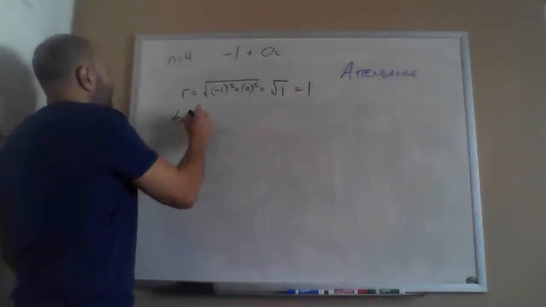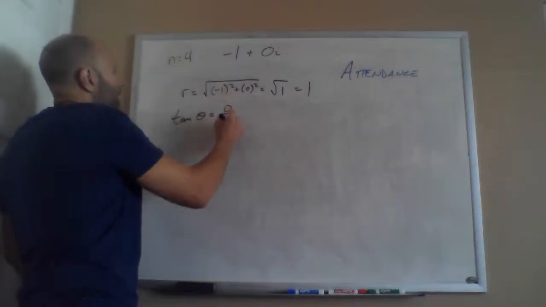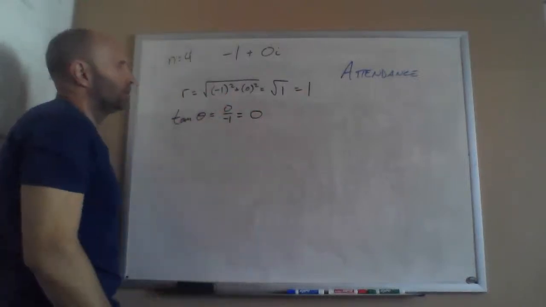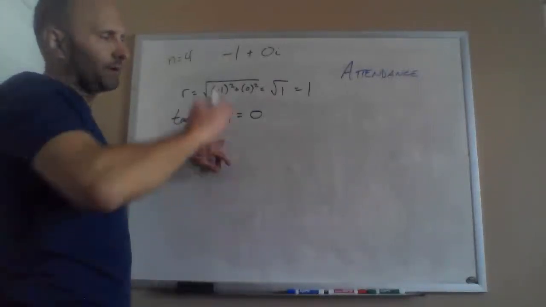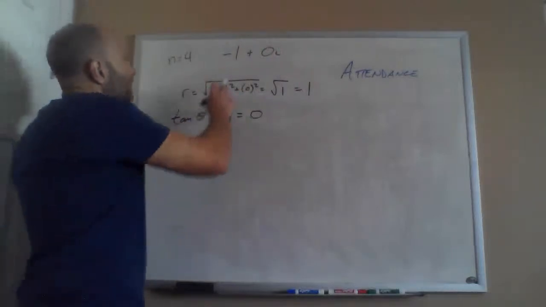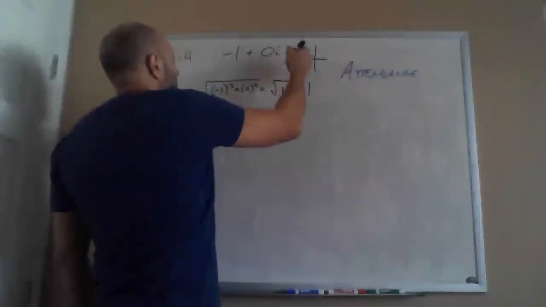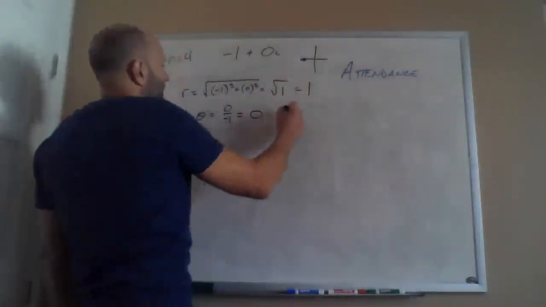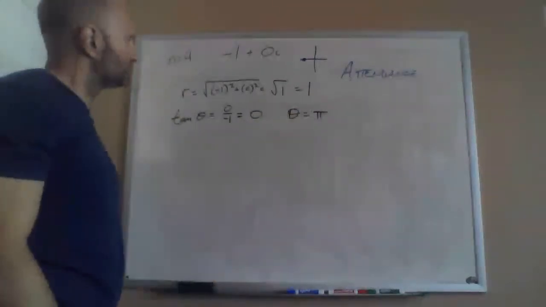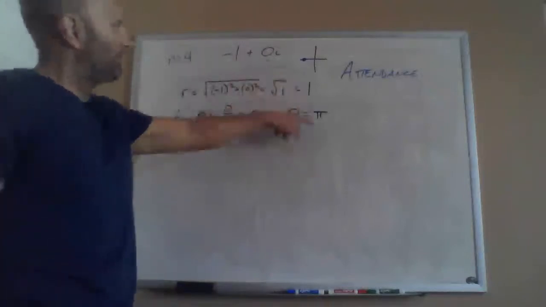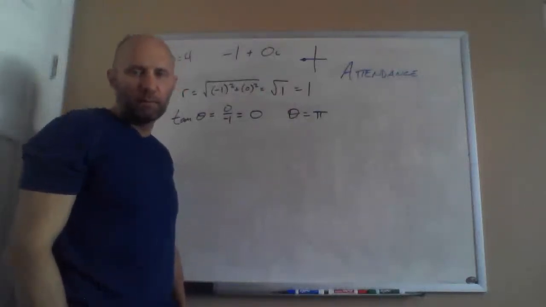And then theta. Tangent of theta is b, 0, over a, -1, which is 0. So where is tangent of theta equal to 0? That's either 0 or pi. And this complex number is where? -1 and up 0. So that means in this case, our theta is equal to pi. So r is 1, theta is pi, n is 4. Any questions on that before I move on?